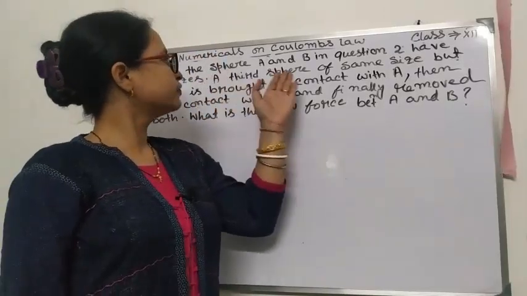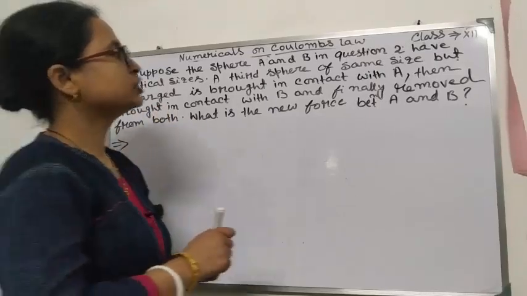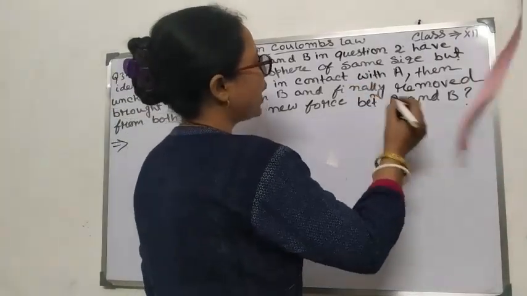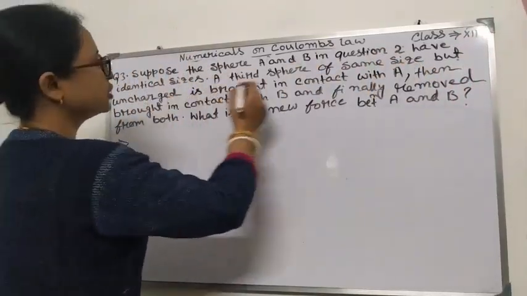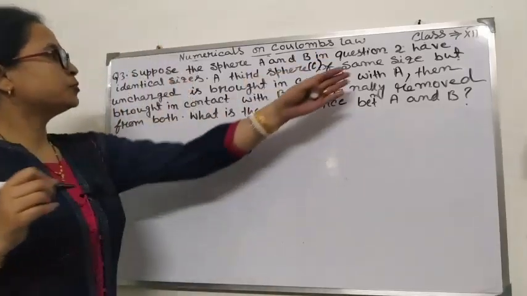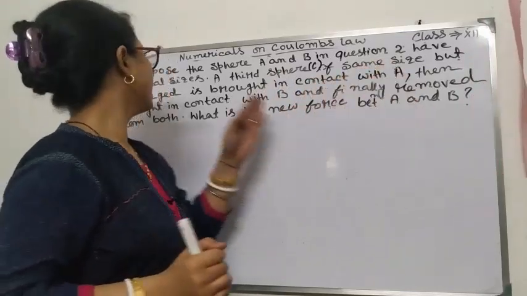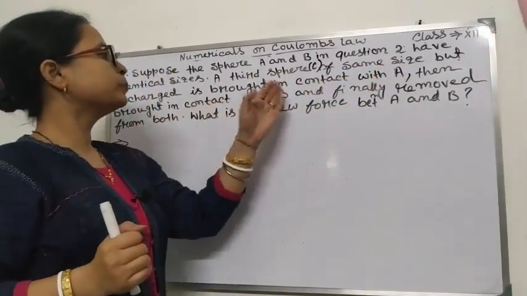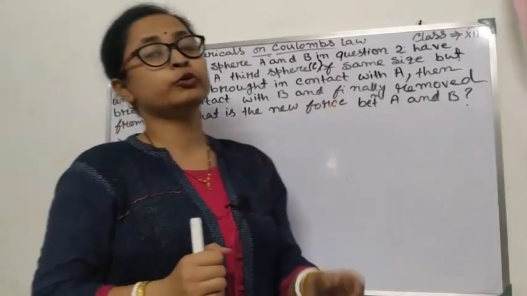A third sphere of the same size but uncharged. Let us consider this third sphere as C. Sphere C, of the same size but uncharged, is brought in contact with A, then brought in contact with B, and finally removed from both. What is the new force between A and B?